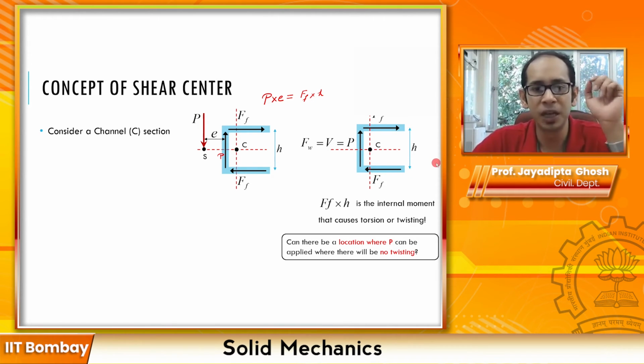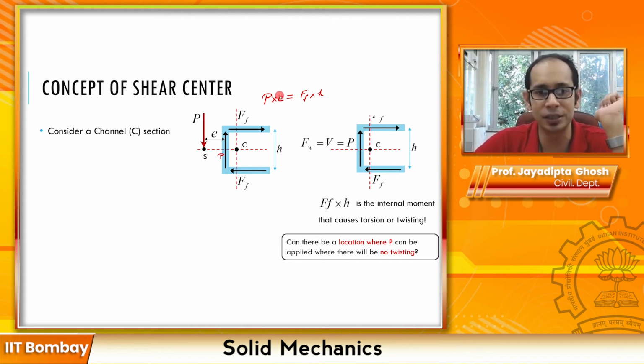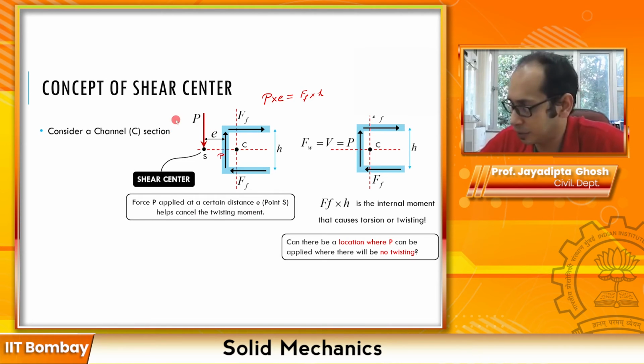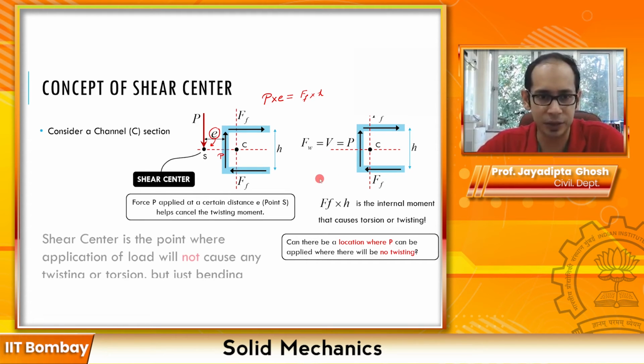So now you know. What is the shear center? Shear center is essentially this distance E. Shear center is the distance at which you should apply the load P such that the beam only bends and does not twist. So the force we applied at a distance E helps cancel the twisting moment over here, and this, my friends, is known as the shear center. So this particular distance that you see over here tells you where the shear center is, right? So let's take a look.